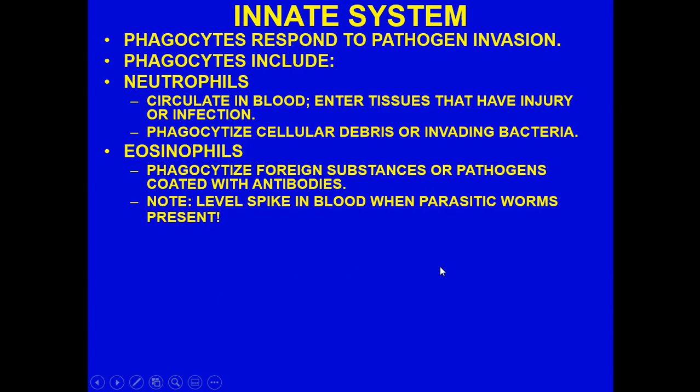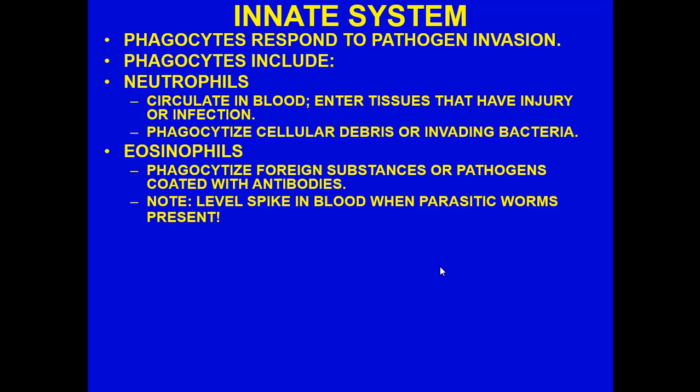Now, let's go over phagocytes. They respond to pathogen invasion. Phagocytes include neutrophils, which circulate in the blood. They will enter the tissues that have injury or infection. They will phagocytize, in other words, engulf and bring inside cellular debris or invading bacteria. Eosinophils, interestingly enough, will phagocytize foreign substances or pathogens coated with antibodies.